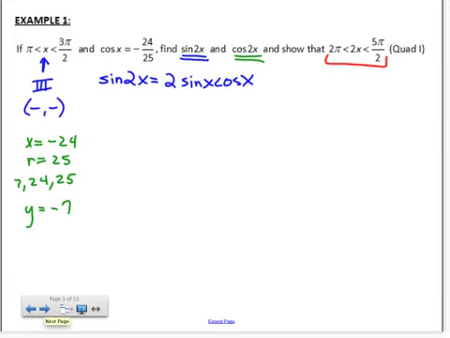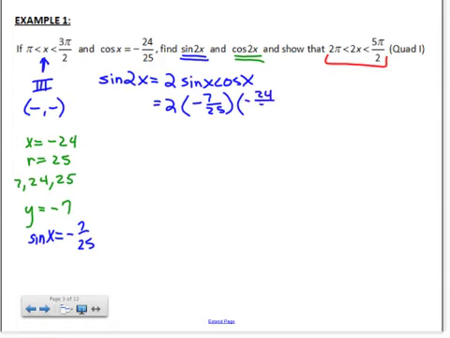Okay, so we have the sine of our angle, and now we're ready to go. Sine of 2x equals 2 times the sine of our angle, times the cosine. Don't know what x is, but we know that the sine is the ratio of y to r. So 2 times negative 7 over 25. Notice the use of the parentheses because we have a negative sign there. And cosine is negative 24 over 25.